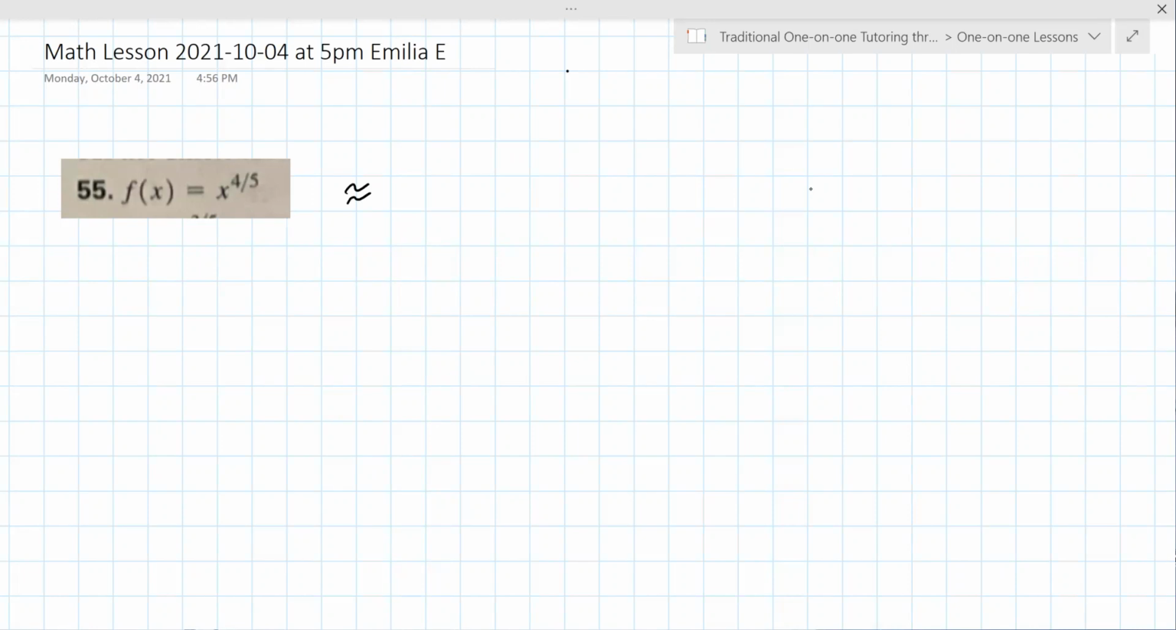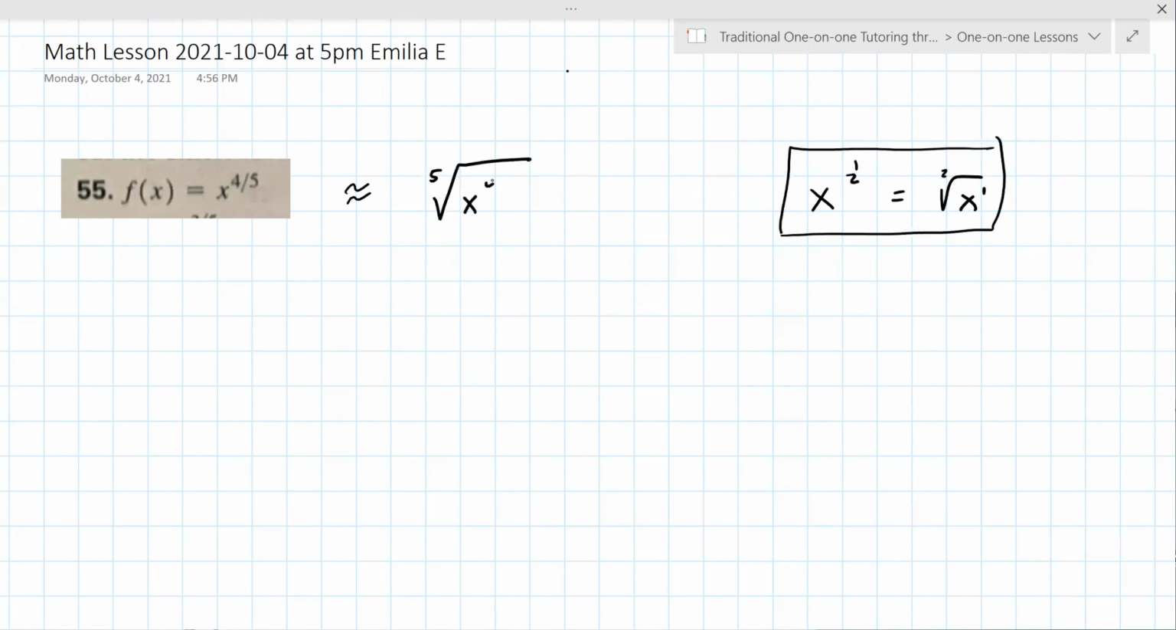Briefly, and sometimes I have to write this out, x to the 1/2 is the square root of x because there's a 1 there and a 2 there. Sometimes I use this as a reference to remember what this is. So this is the 5th root of x to the 4th.